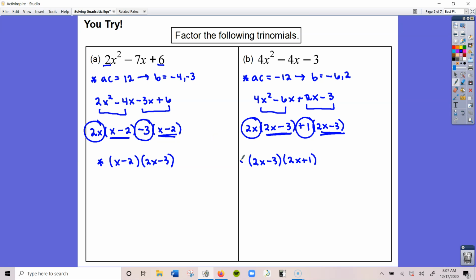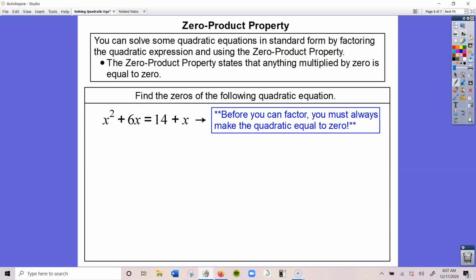And this is my factored form for that particular quadratic. Now remember I mentioned that I would bring up the zero product property. So again, the zero product property states that anything that is multiplied by 0 is equal to 0. So we're going to apply this at the end, but first we're going to need to factor. Now before you can factor any quadratic, the quadratic must first equal 0.